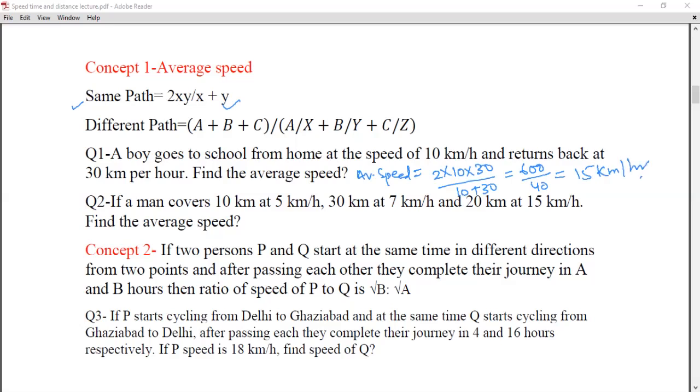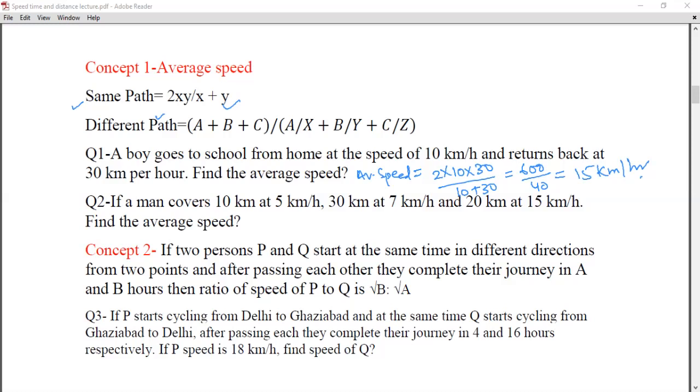As you can see, generally when we try to find the average of something, we add all the different values and divide by the total number of values. But here the case is that the distance is not the same. The distance is getting doubled. The boy goes to school from home and returns back on the same path. So that is why we are considering this formula.